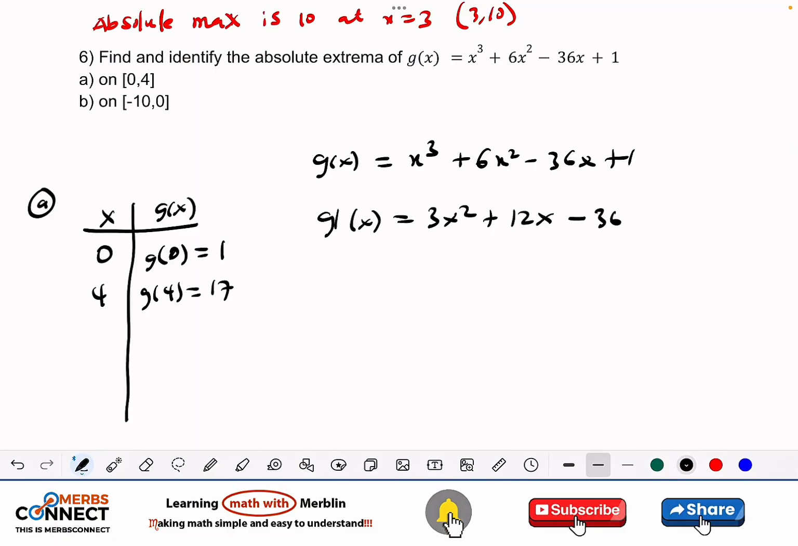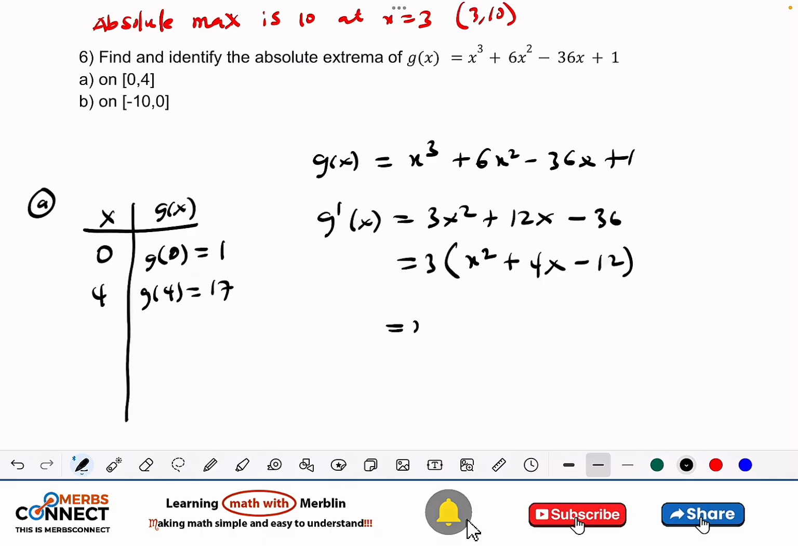Anytime I have something in the form of a quadratic, I need to think about factorization, right? So let's try and factor. First, the coefficient of this is 3, so I can factor 3 out and I have x squared plus, what value should I multiply by 3 so that I get 12? That will be 4. Then the value that I multiply by 3 to get 36 is 12. So now let's try and do factorization.